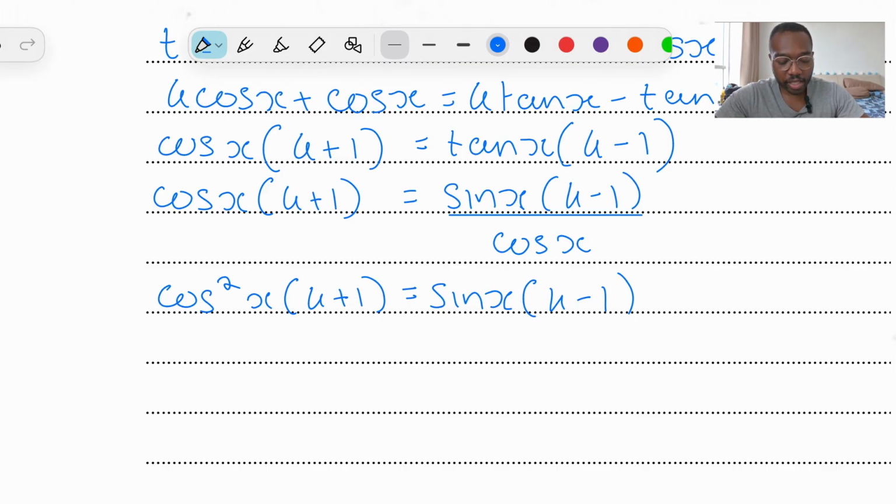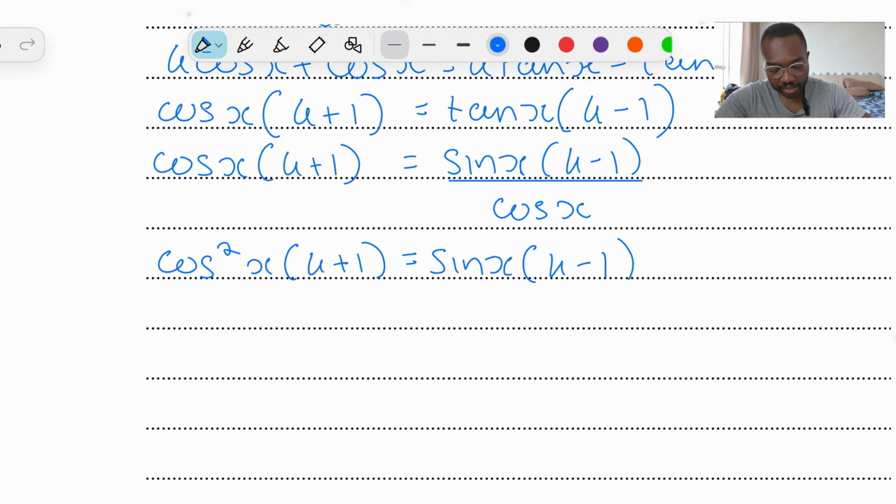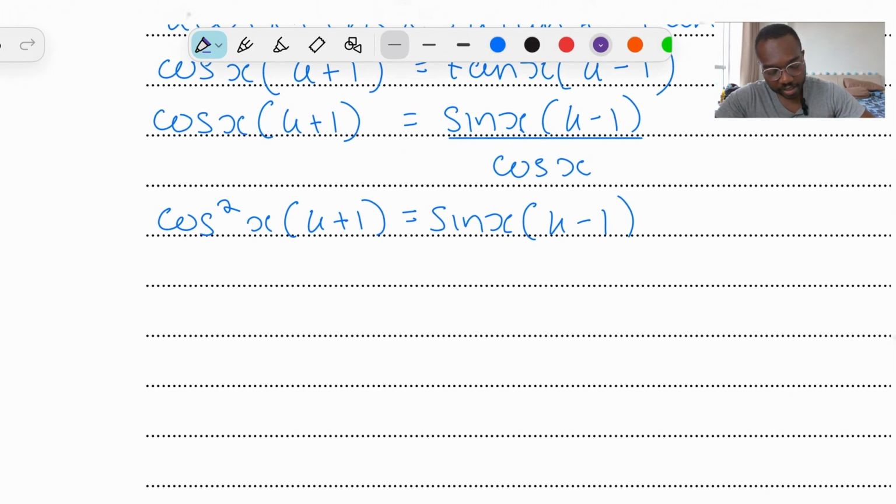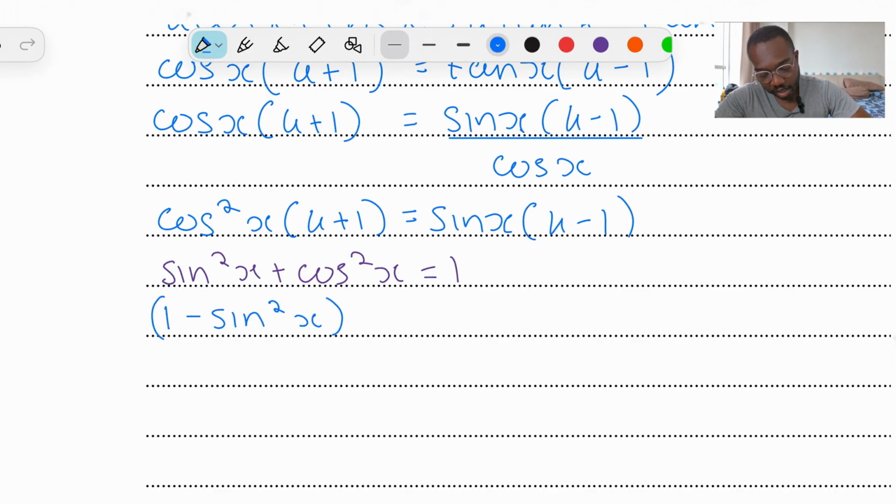So right now we've got a sine x, but now we've got a cos squared x. And again, just remember the other identity, that sine squared x plus cos squared x is equal to 1. So by knowing that, we can rearrange that. So we know cos squared x is equal to 1 minus sine squared x. So therefore, for that cos squared x, we change it to 1 minus sine squared x. That's all being times by the (k plus 1), and that's equal to sine x times (k minus 1).